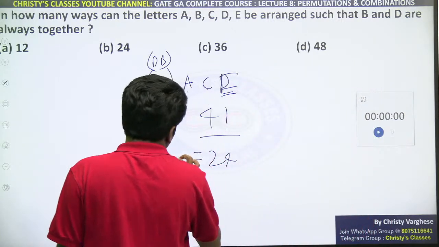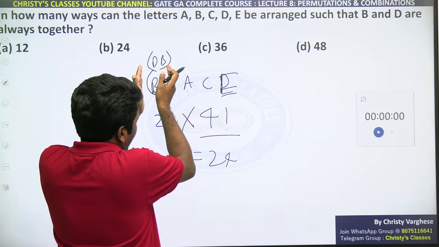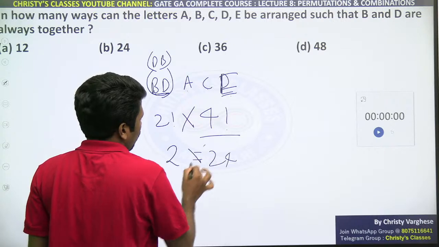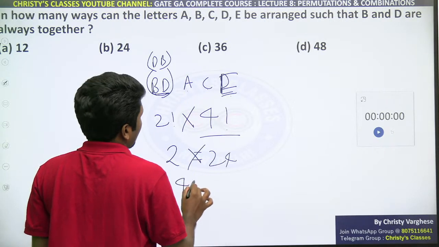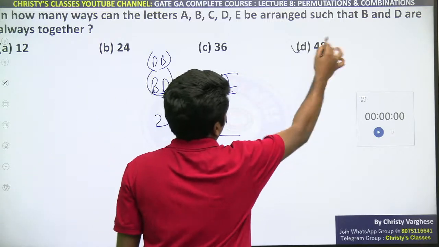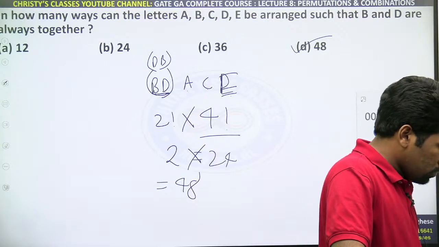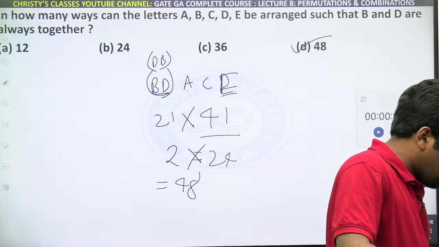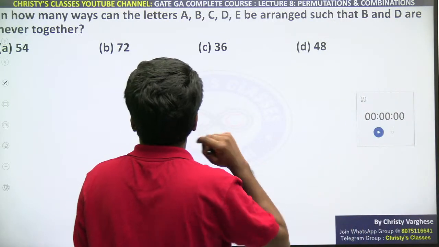So 2 factorial, and after this the fundamental principle of counting. Internal arrangement is 2 factorial, external arrangement is 4 factorial. The chance of both happening together is 2 factorial into 4 factorial, which is 48. Are you all understanding this? Please respond. All of you understood? That is how 48 is the answer.